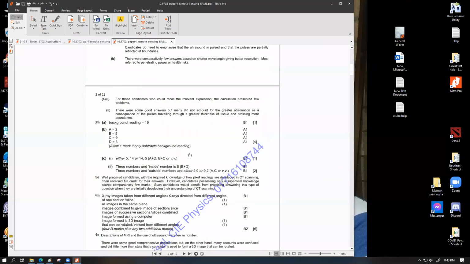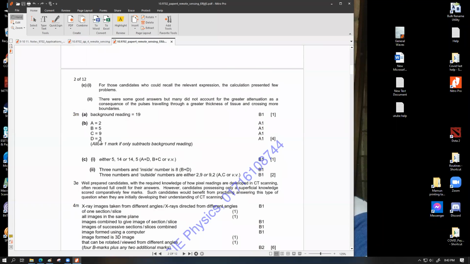Question number 3. So it says that ABCD values are given. Allow 1 mark if only subtracts background reading. So if someone does not divide by 3, then they're going to get only 1 mark for the whole question. You have to do the subtraction, then you also have to divide them by 3 to get this number. So evidence of calculation is not apparently needed.